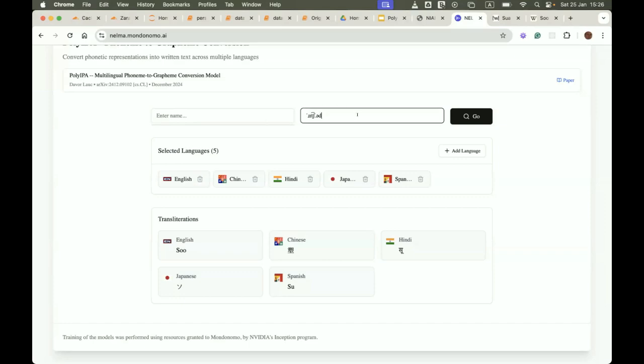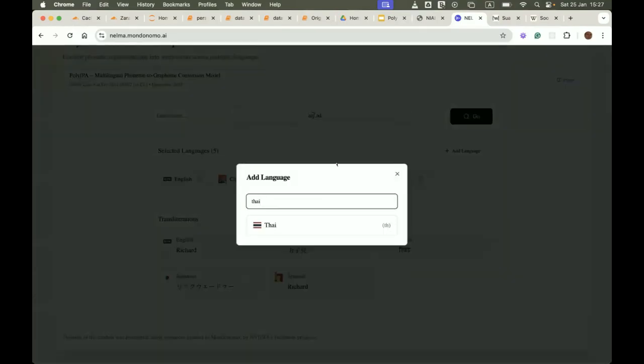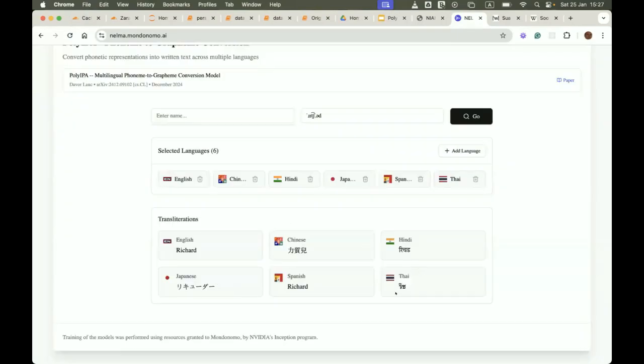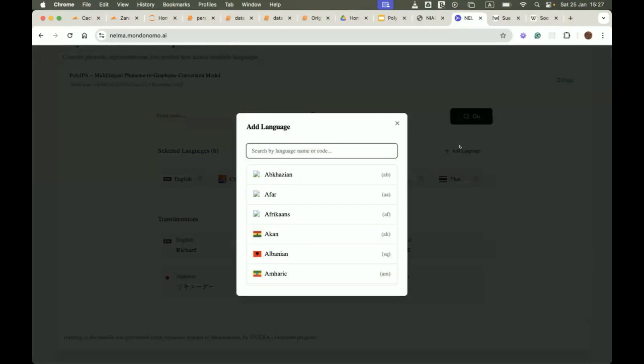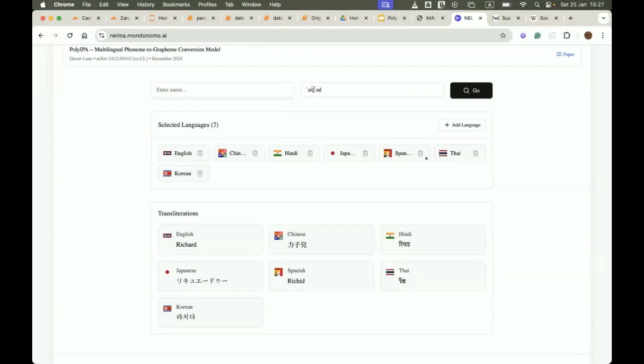You have the English name Richard in IPA notation, and if you want to see how this name will be written in other languages, then you can see these different renderings of the name Richard in a few selected languages, but you can add others as well. For example, let's add Thai. So this will be Richard in Thai. Let's say, I don't know, Korean, and so on. So this is actually what the model is doing.